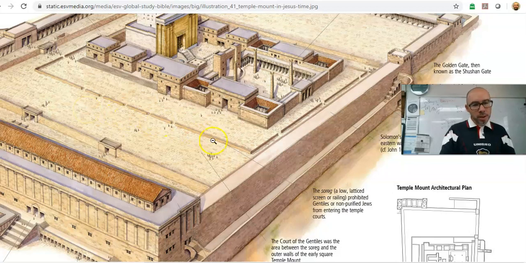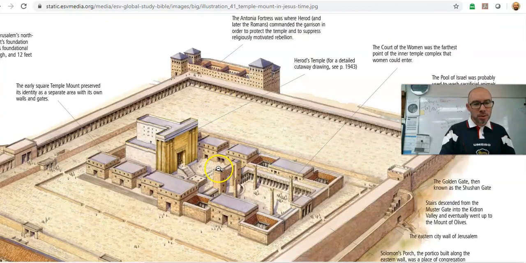The wall of separation, there it is right there. The soreg, a low lattice screen or railing prohibiting Gentiles or non-purified Jews from entering the temple court. So it's this boundary here that you could go in through these gates. The gate of Nicanor, all right, that's this structure right here. I believe it's one of these two. Let me look at my other thing here. Yeah, this big one here is Nicanor's gate. Not labeled on this, but it's labeled on your other handout. And then we've got the beautiful gate, which is probably this gate right here.